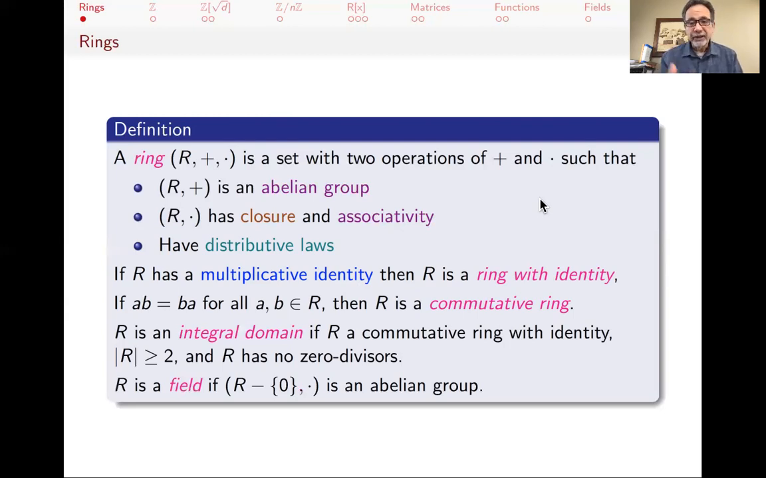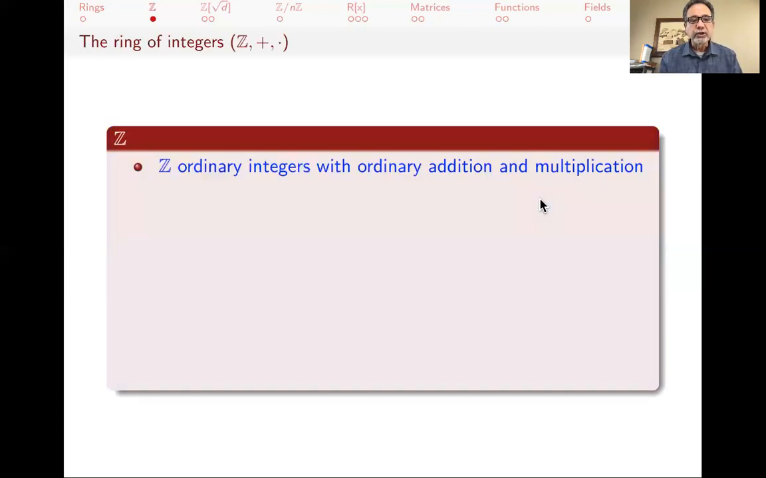An even better thing than an integral domain is a field. When you have R minus 0, when you throw away 0, with multiplication you get an abelian group as well. So in a field, you can not only add, subtract, and multiply like you can do in a ring, but you can also divide, and both addition and multiplication are commutative. Okay, so let's get started with our examples.